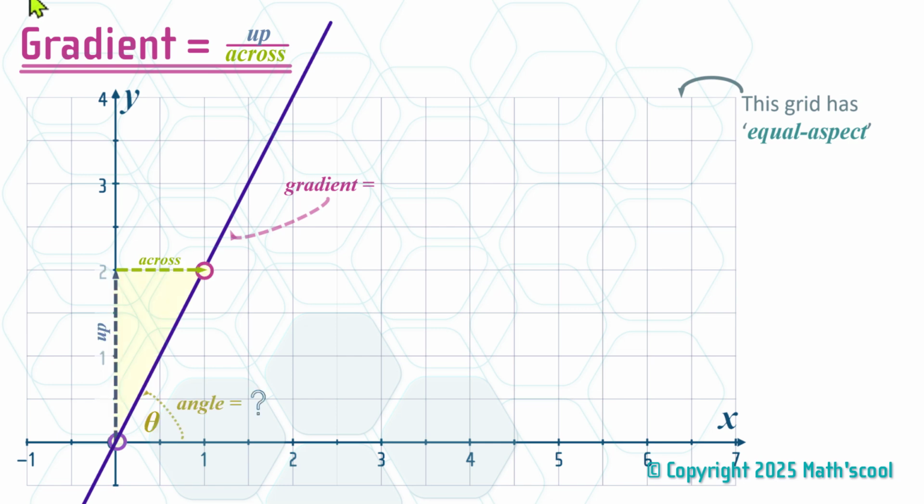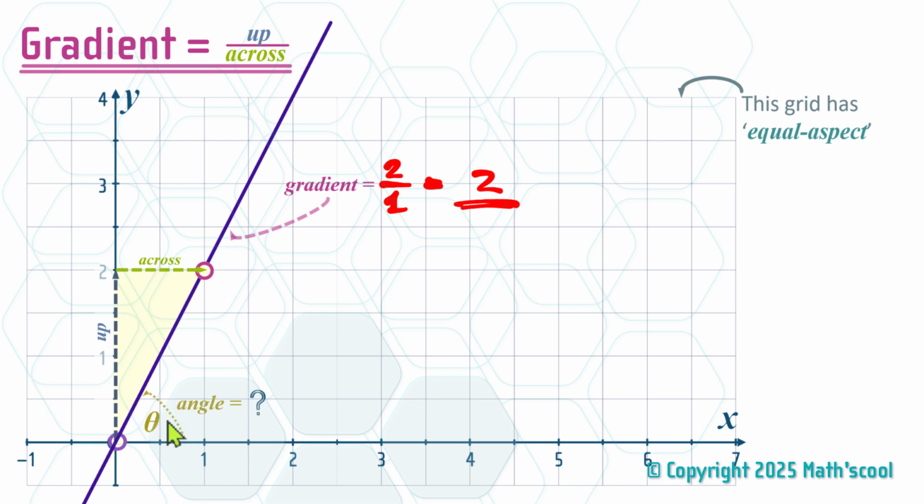And so my gradient is the same thing. How much do I go up? 2. And how much do I go across? 1. So my gradient is 2. So this line has a gradient of 2. And you can see that it's a steeper line than the one I had previously.